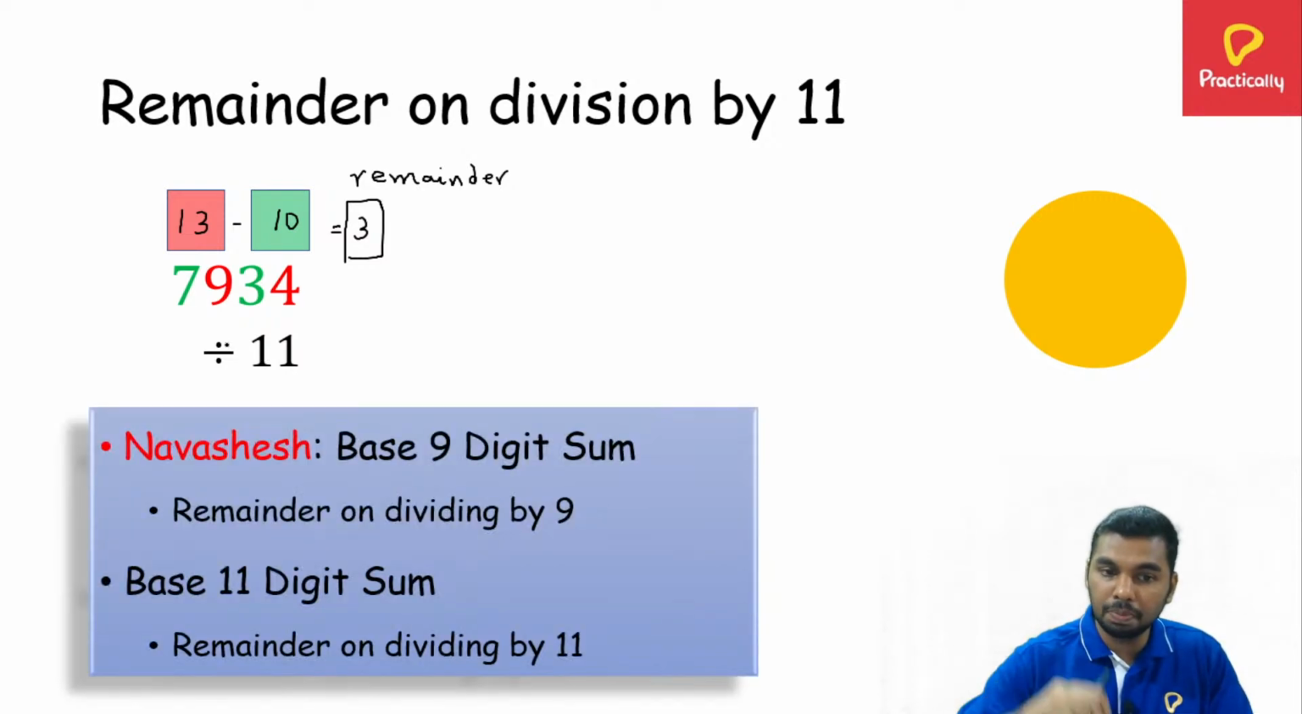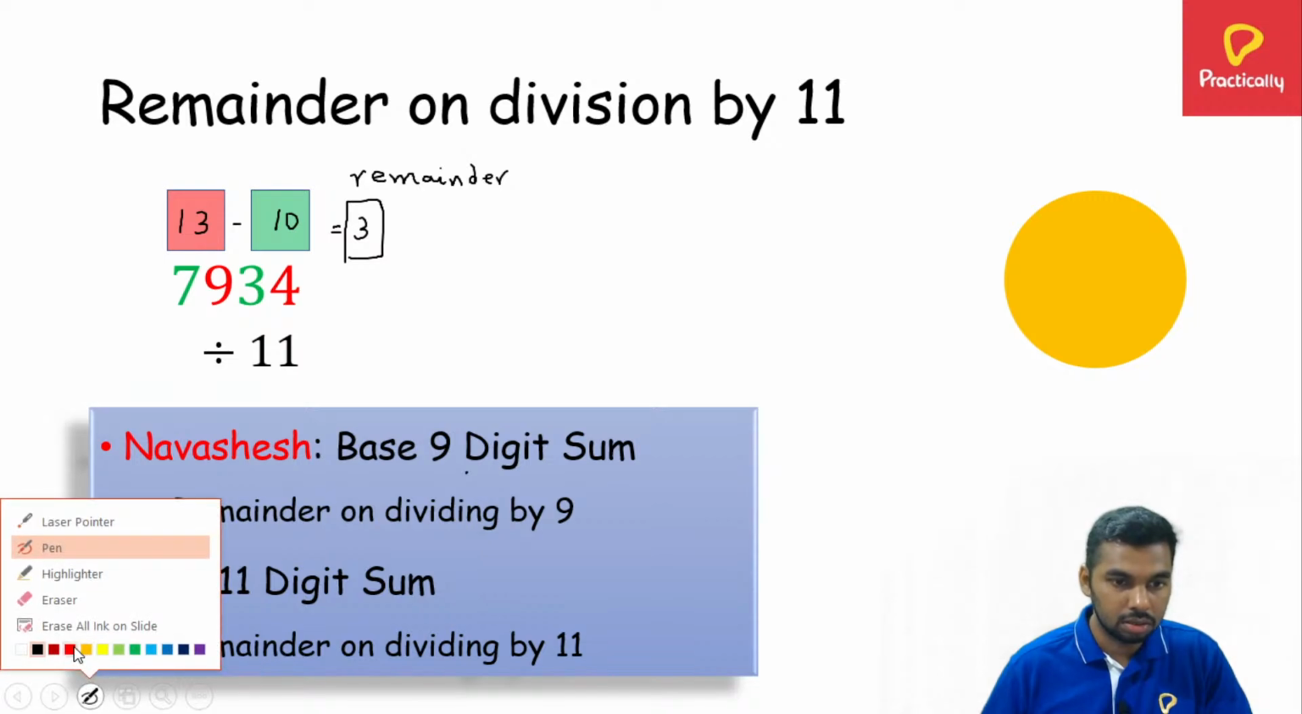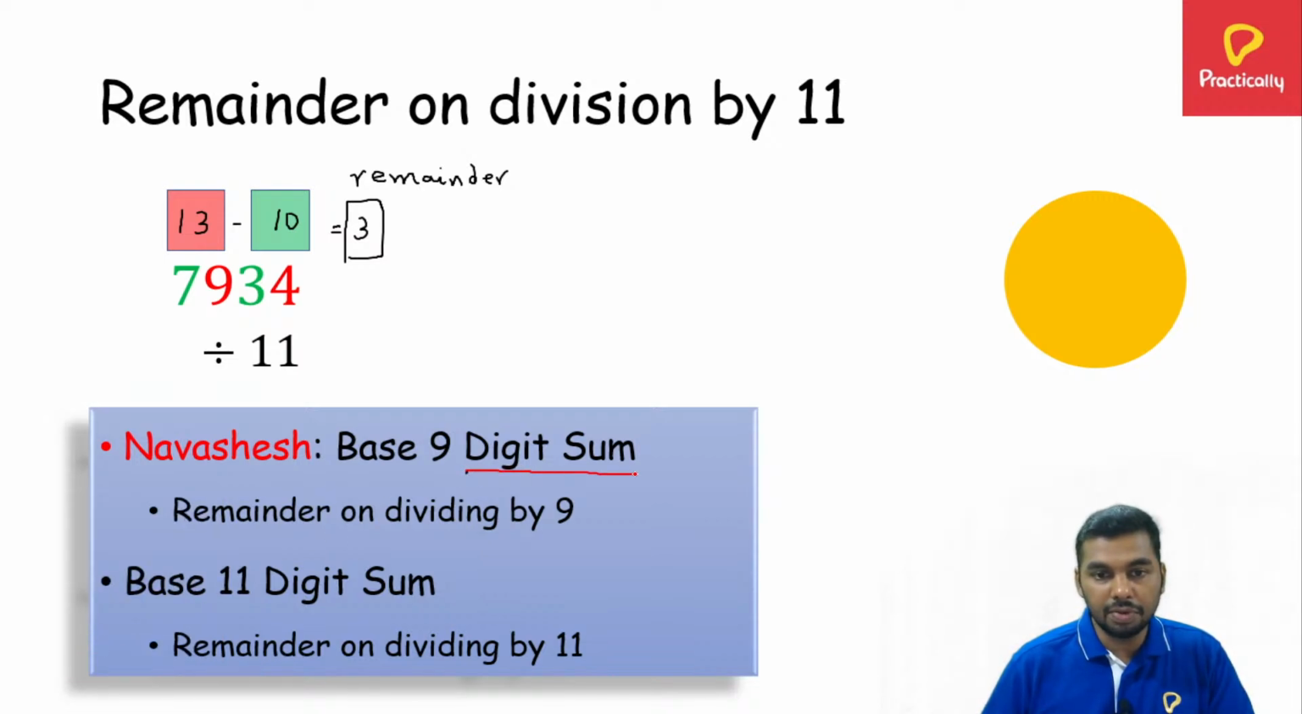So I'll give you two simple rules. Earlier, when we were learning the 9-point circle, we learned a concept called the digit sum. So let me just take a new color. We called this the Navashesh, or the digit sum. And we said that the meaning of the word Navashesh is what remains after dividing by 9, or that if you find the digit sum, you are getting the remainder on dividing by 9. So this is already what we have seen in the first class.